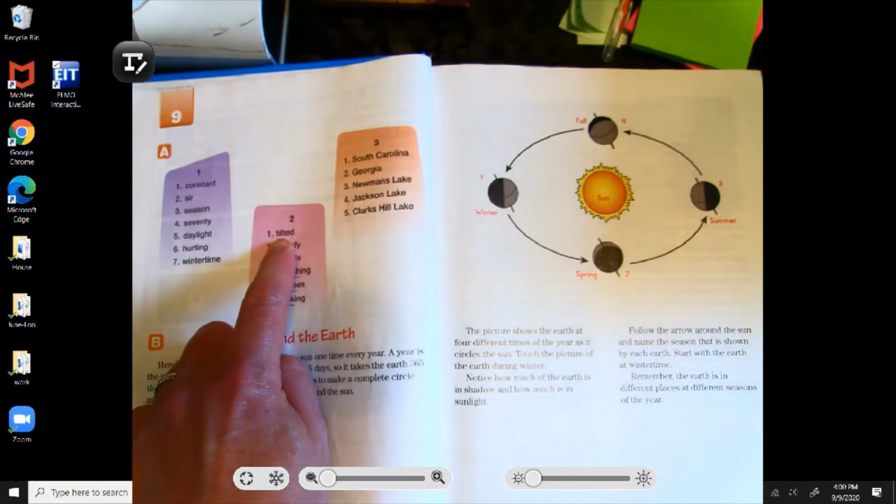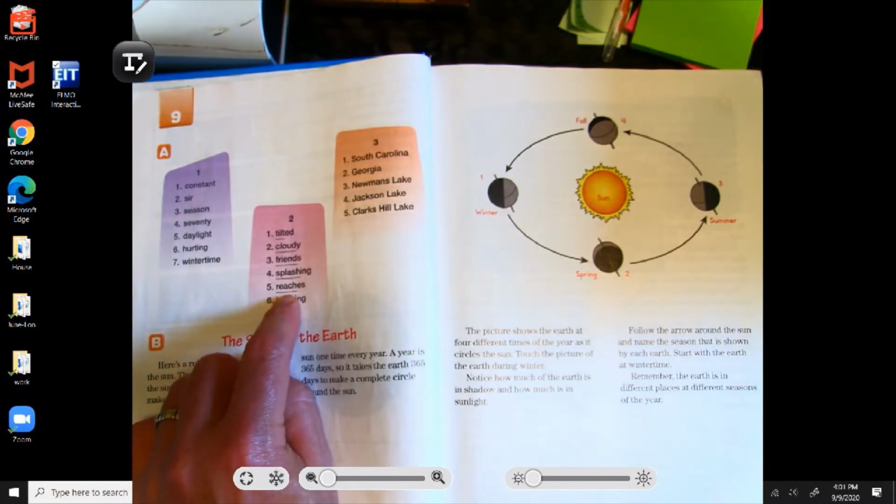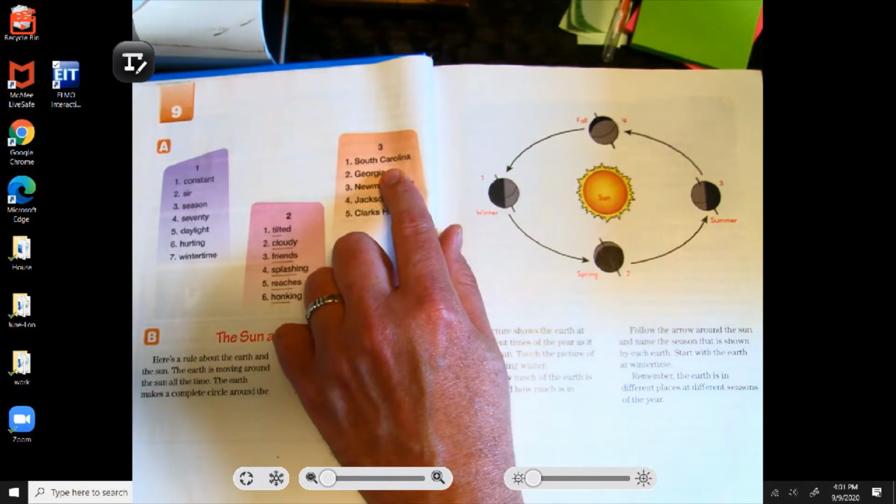Scholars, let's do column 2 the quick way, all the way down. Whole words. Here we go. Say them aloud with me. Ready? Tilted. Cloudy. Friends. Splashing. Reaches. Honking. Well done. Column 3.